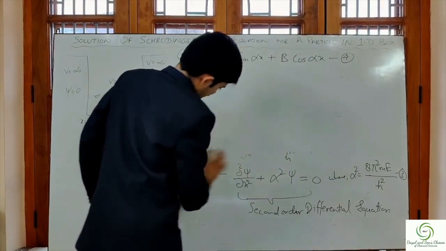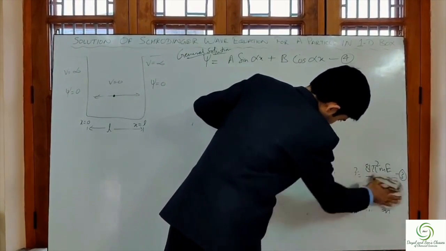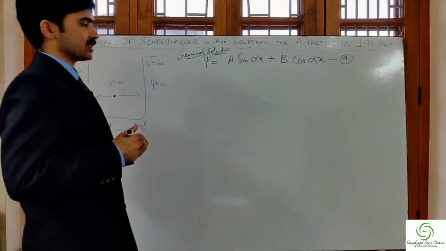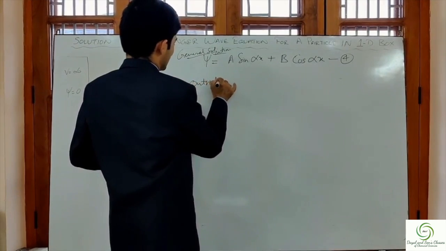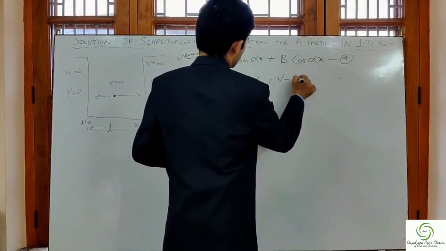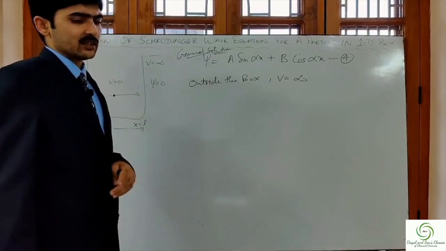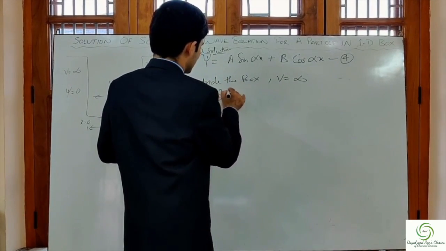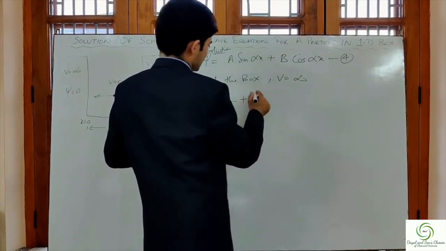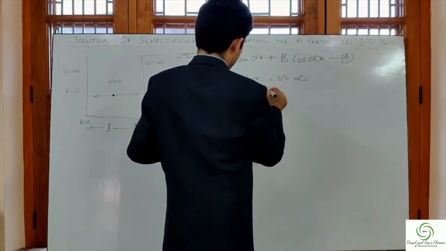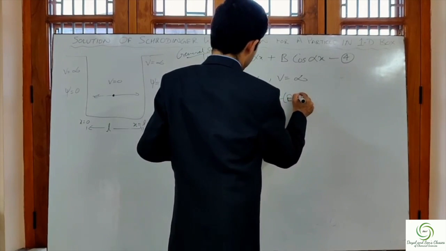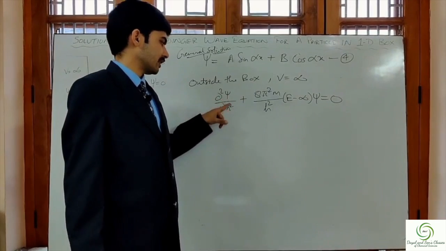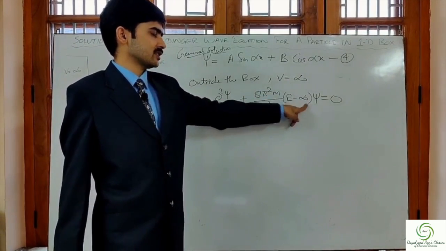Now, since we have assumed that outside the box V is equal to infinity, the equation 1, which is the Schrodinger wave equation for a particle in one dimension, will take the form: del squared psi by del x square plus 8 pi square m upon h square into (E minus infinity) psi is equal to 0.